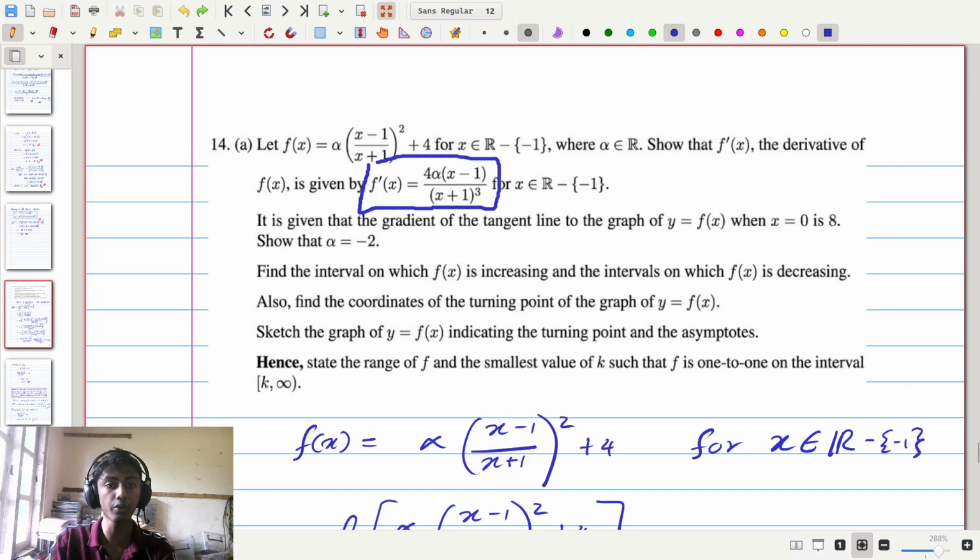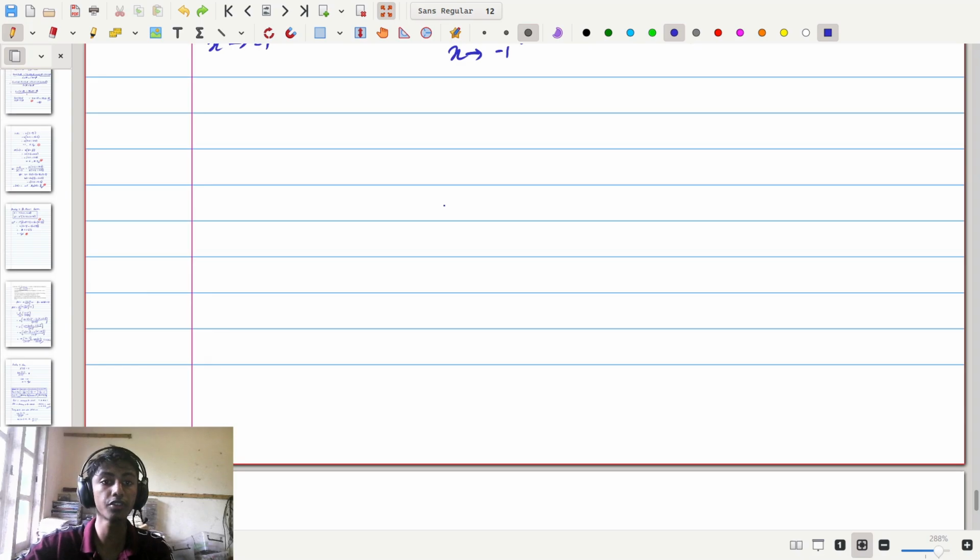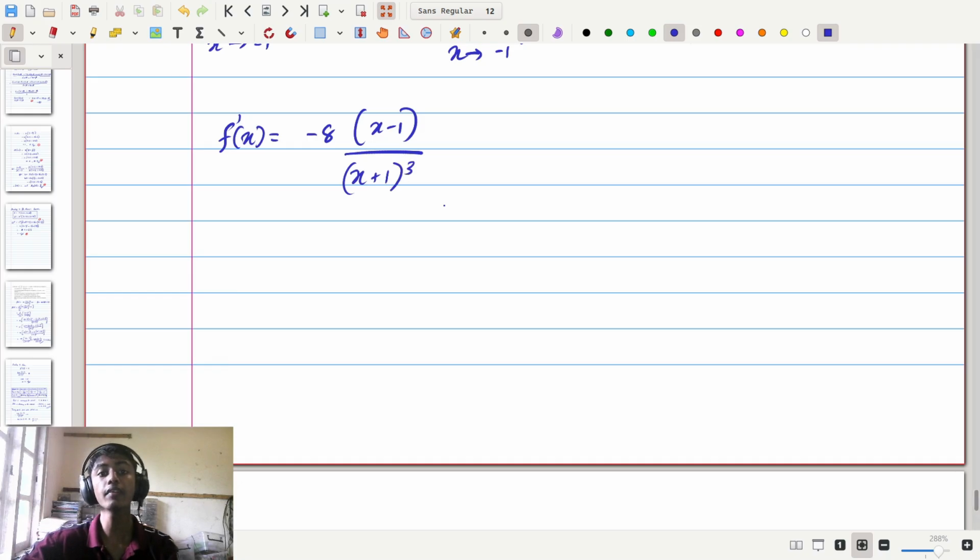So therefore what I'm going to do is to take the first derivative, substitute in alpha equals -2, in which case we get f prime x equals -8 times x minus 1 divided by x plus 1 cubed, and then apply the derivative rules in order to find the second derivative f double prime x.